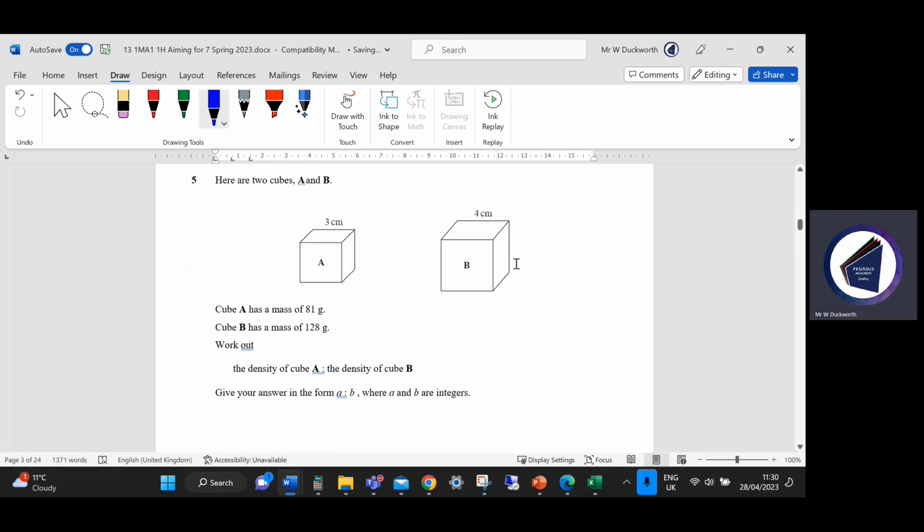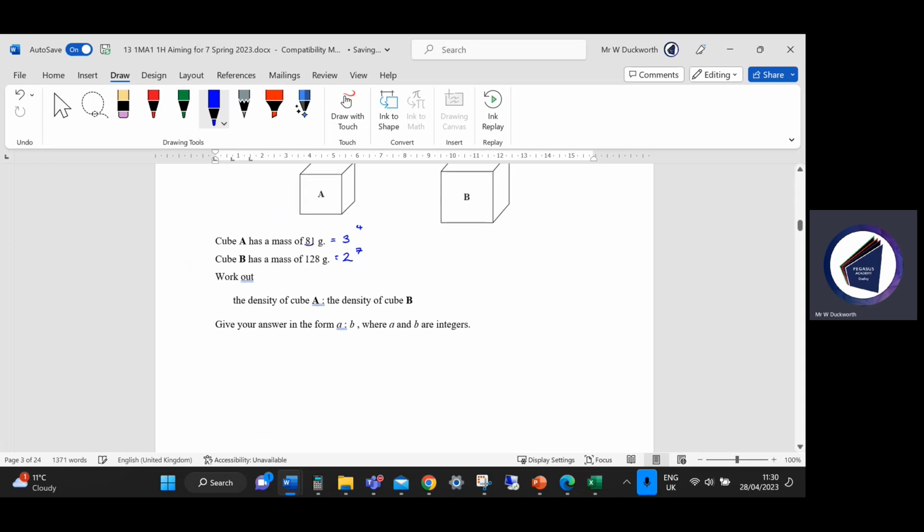Right, question 5. Here are 2 cubes, A and B. The mass of cube A is 81. The mass of cube B is 128. Work out the ratio of the density of cube A to the density of cube B. Okay, right. Well, actually, these are quite interesting numbers. So that is 9 times 9, so that is 3 to the power 4. And this is actually 2 to the power 7. This is 2 squared. So this actually works out quite nicely.